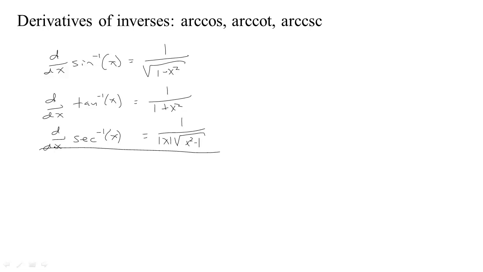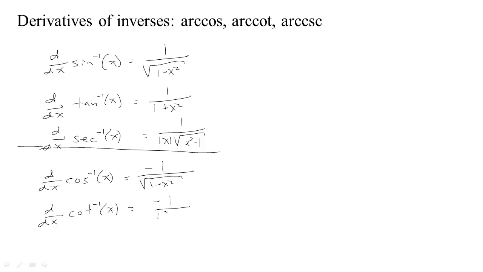See if you can use the same technique of implicit differentiation to show these: that the derivative of the arccosine of x is negative 1 over the square root of 1 minus x squared. The derivative with respect to x of the arccotangent is negative 1 over 1 plus x squared. And the derivative with respect to x of the inverse cosecant of x is negative 1 over the absolute value of x times the square root of x squared minus 1.